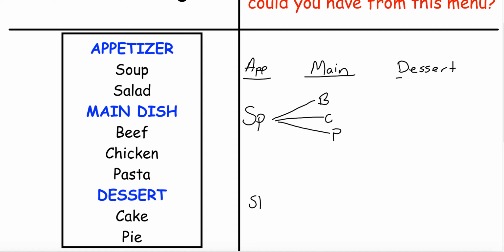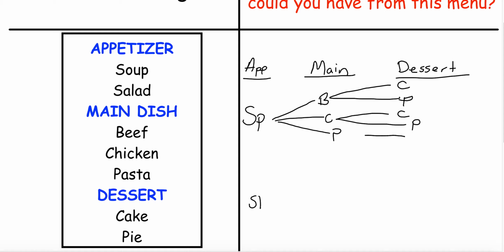My dessert does not depend on my appetizer, nor does it depend on my main dish. For my dessert, I could very easily get cake or pie if I got the beef. But I could also very easily get cake or pie if I got the chicken. Or I could very easily get cake or pie if I got the pasta.